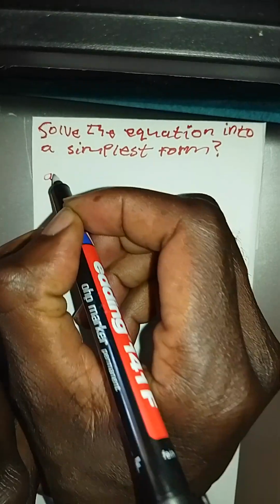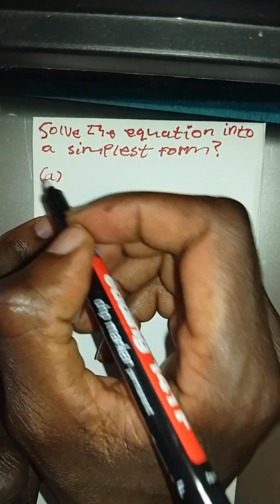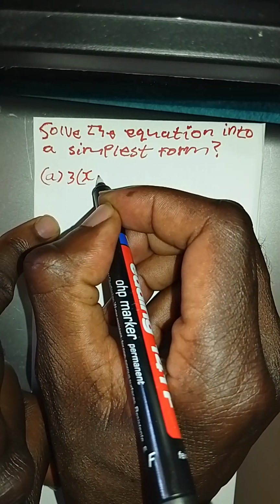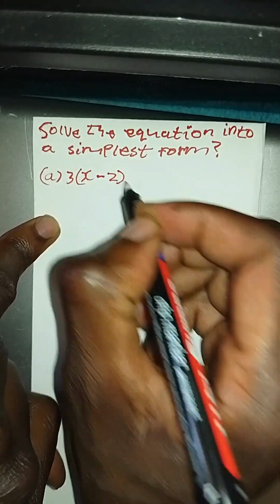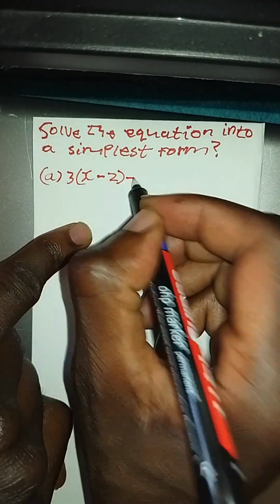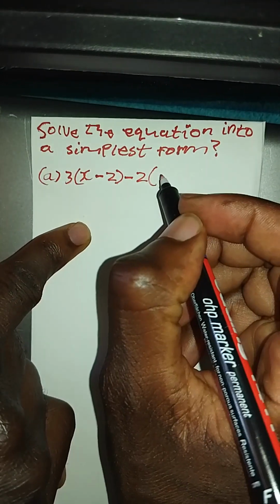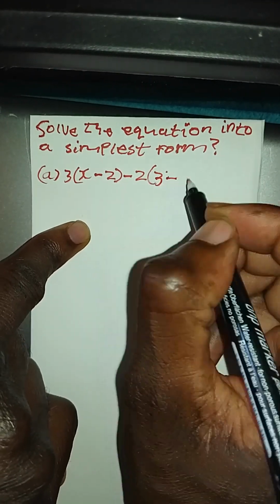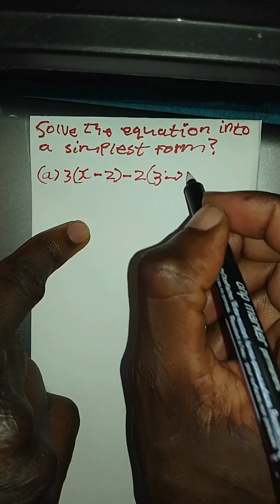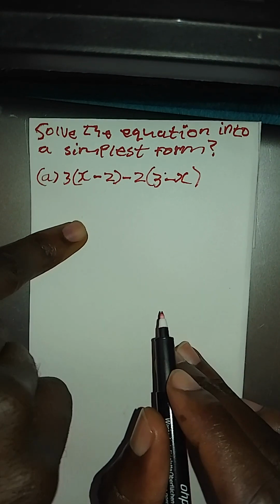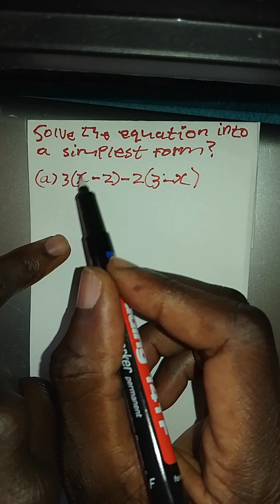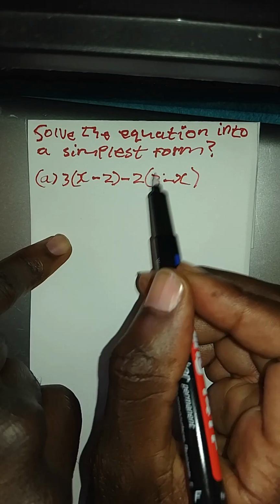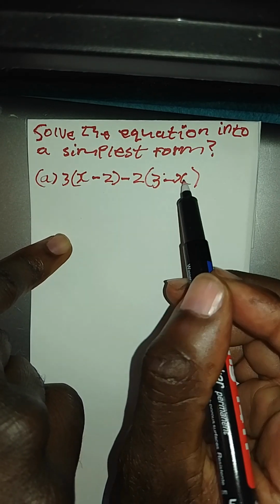Okay, A, we've got 3 open bracket x minus 2 close the bracket, minus 2 open the bracket 3 minus x close the bracket. Okay, 3 open the bracket x minus 2 close the bracket, minus 2 open bracket 3 minus x.